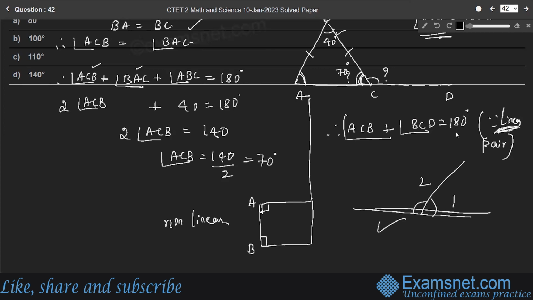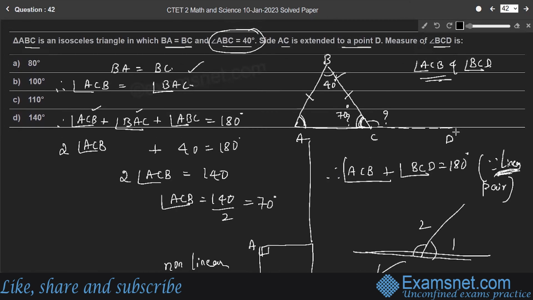Therefore, here angles ACB plus BCD is equal to 180 degree. Therefore, angle BCD is equal to 180 minus angle ACB. ACB is 70 degree. Therefore, BCD is equal to 110 degree, right? Angle BCD is 110 degree. Hence, option C is the right answer.